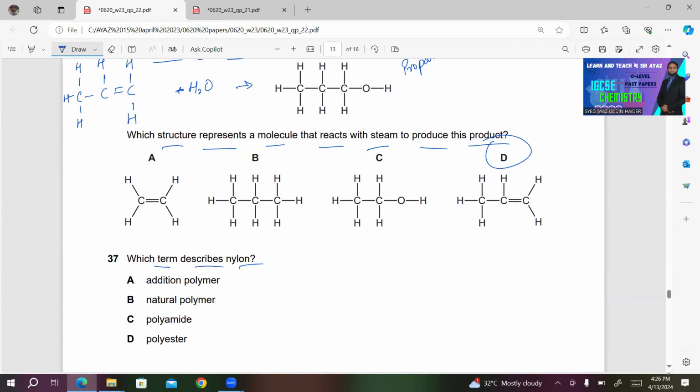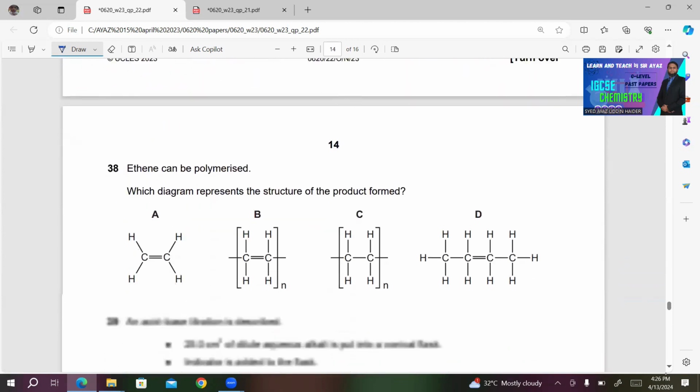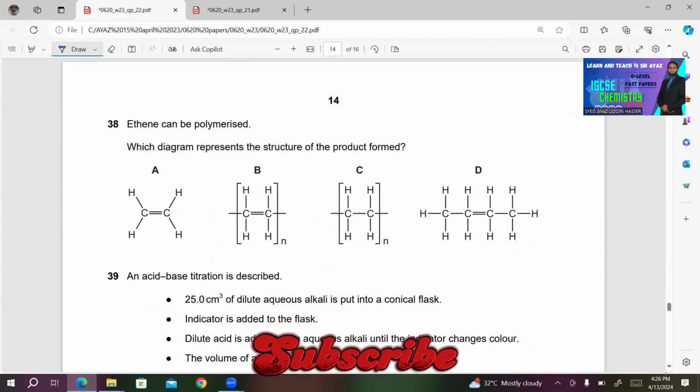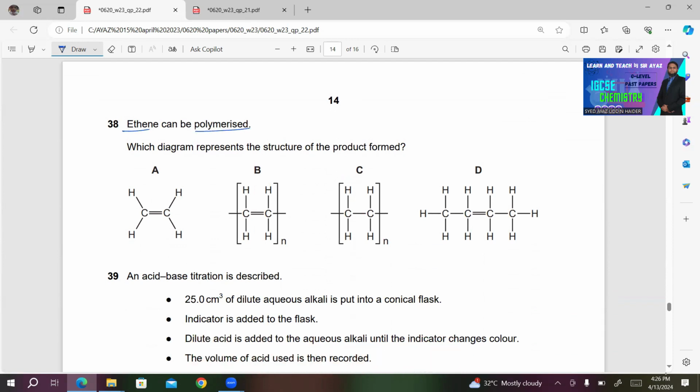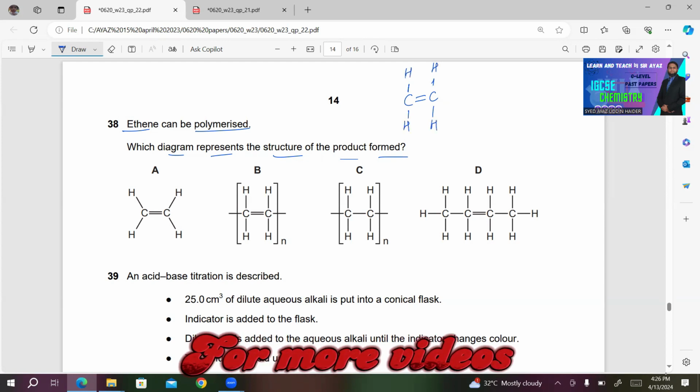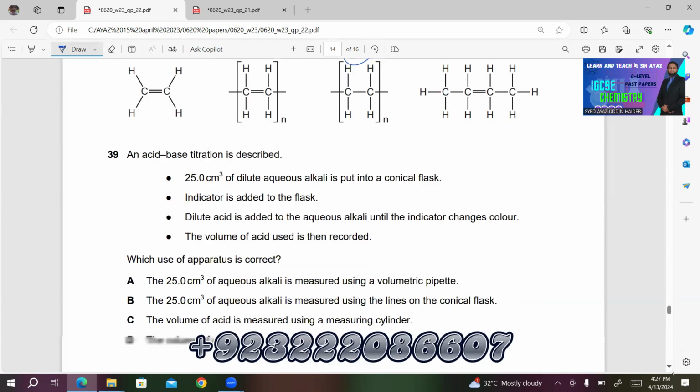Which term describes nylon? It's a polyamide. C is the right answer. Ethene can be polymerized. Which diagram represents the structure of the product formed? When polymerizing ethene, what is the formula of ethene? Yeah, carbon-carbon double bond. When you polymerize it, you remove this bond and it will become like this. C must be the right answer in this case.